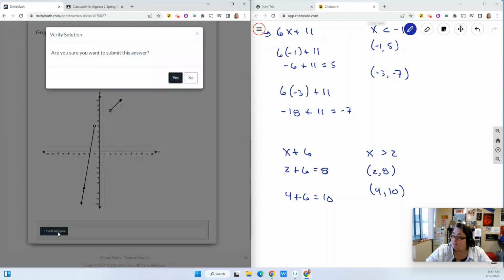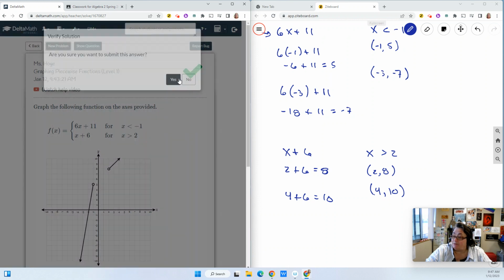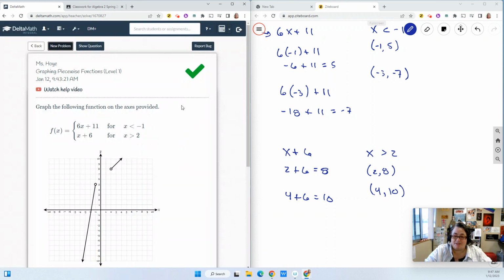So when we submit it, we hope I got it right. I always screw up on the graphing because I put things in the wrong spot. Like my eyes aren't what they used to be. But does that kind of flow a little bit better? Does that give you guys a better understanding of what was going on with the graphing?